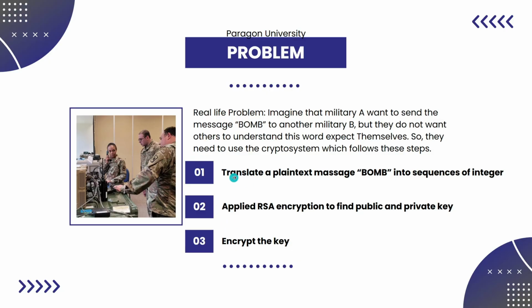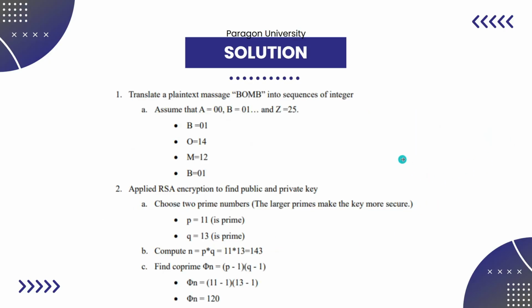So for the first one, we need to translate the plain text message bomb into a sequence of integers. Second, apply RSA encryption to find a public and private key. The third one is to encrypt the message. So here is the solution. For the first one, we know that we need to translate the plain text message bomb into a sequence of integers. So we assume that a equals 00 and b equals 01 and z equals 25.